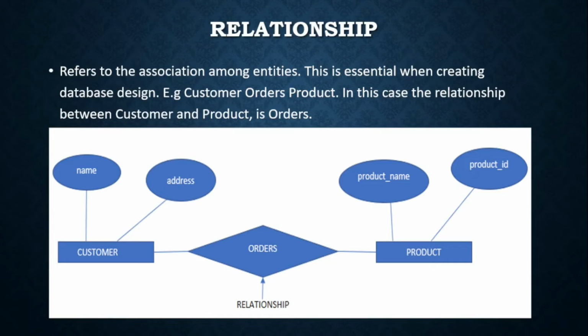If you look at our diagram, you'll observe that the entity customer and the entity product are related by orders, which is the relationship. So in clear terms, every customer must order a product. So in this case, order becomes the relationship between the two entities, customer and product.